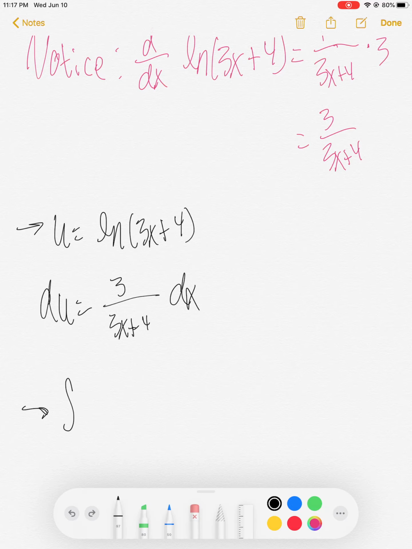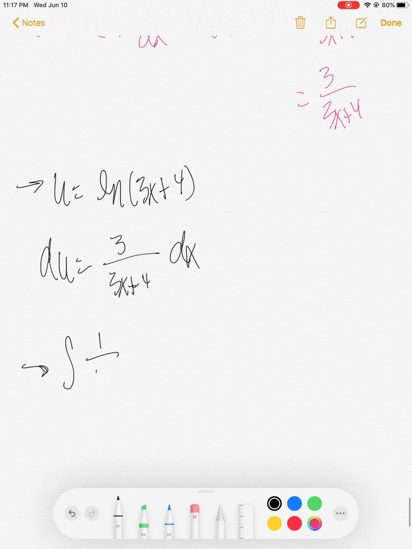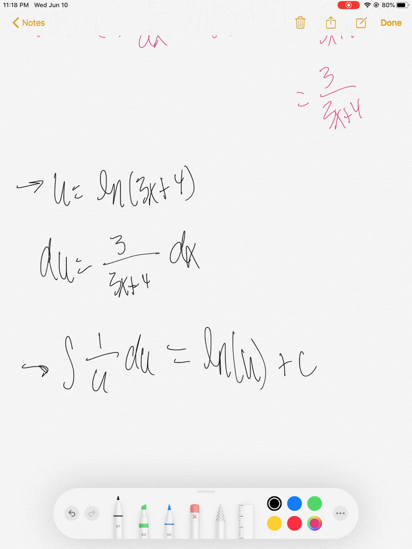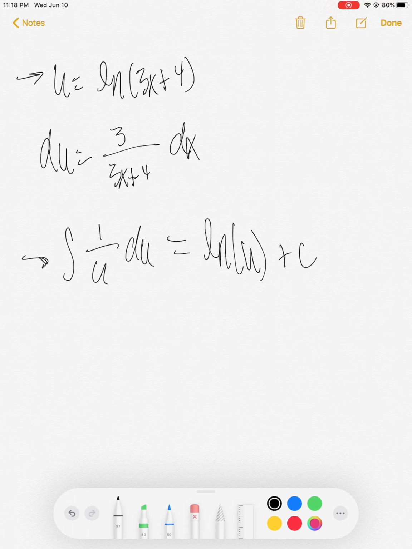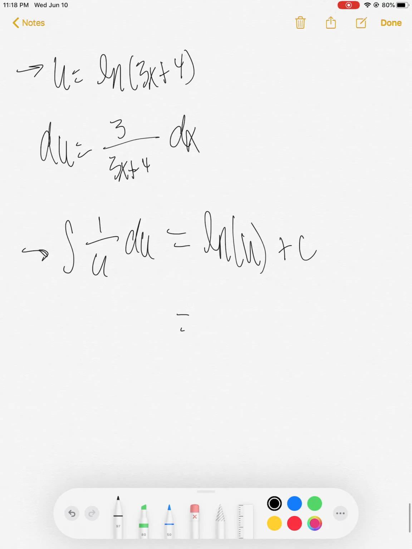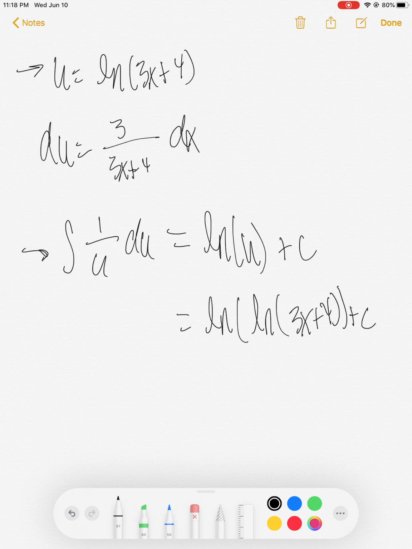So if I let u be ln of 3x plus 4, well then du, we just computed it right here, is 3 over 3x plus 4 dx. Which means that this is just the integral of 1 over u du. And remember, this is the one case where we can't use the power rule, because this is u to the negative 1. This is just ln of u plus c.